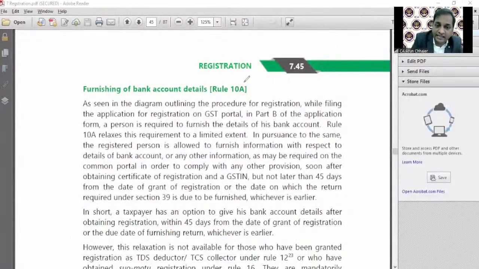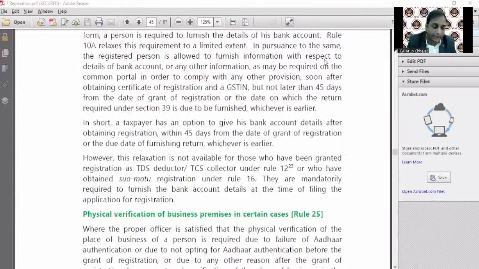One more thing. Earlier there was a requirement that bank account details had to be given in Part B at the time of application. That has now been relaxed. Suppose I am a new applicant and I would like to start a business in the name of Arun Chajed and Company, my CA firm, and I would like to take the GST number. Probably I do not have an account in the name of Arun Chajed and Company. How can I submit the details? Earlier they asked to submit the savings bank account details. Now what is the relaxation?